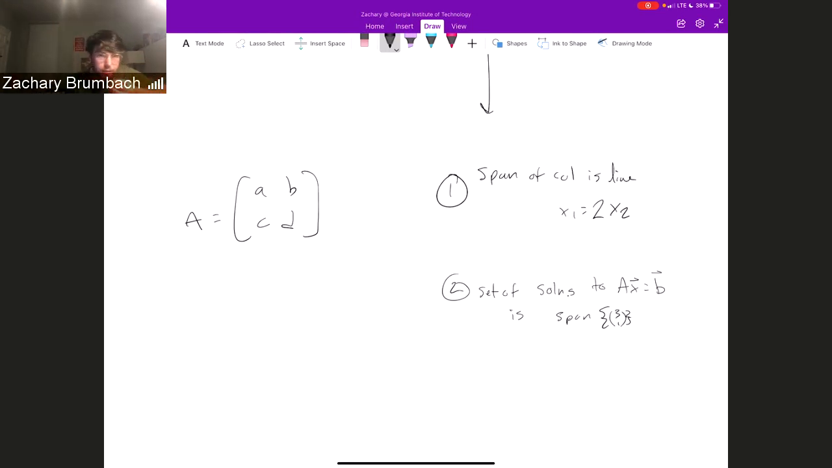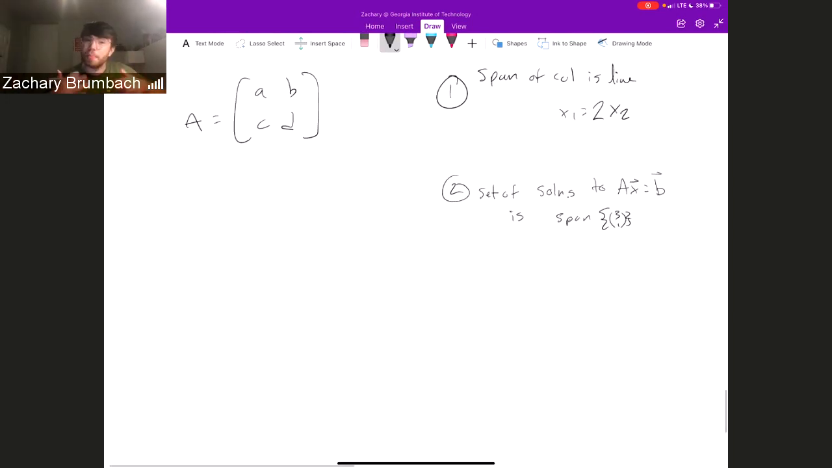Essentially, this is trying to connect the different things together. So the span of the columns, if you have a singular line, what does that mean? It means we only have one base vector. That means the other column is a linear combination, or in this case, just a scalar multiple of the other. So what does that line look like? x1 equals 2x2. We'll call this x1, call this x2.